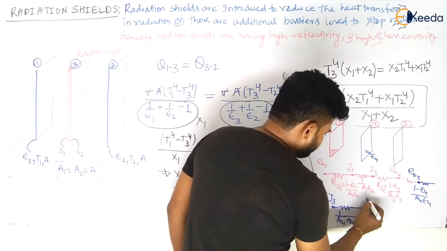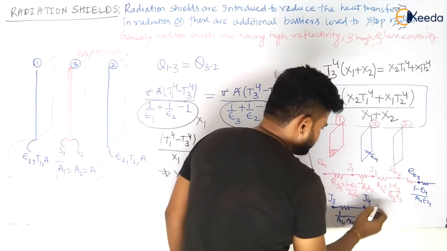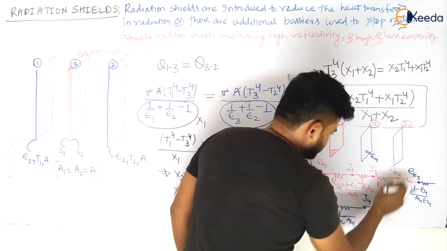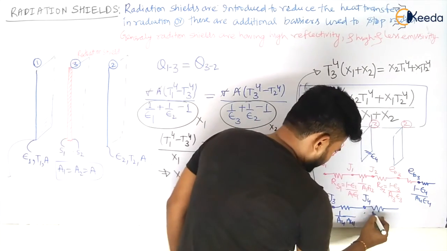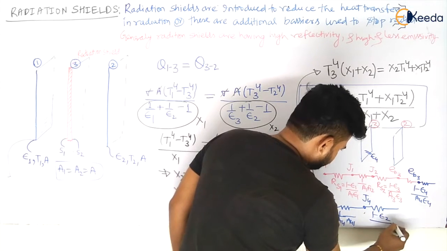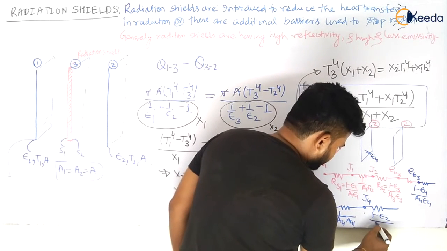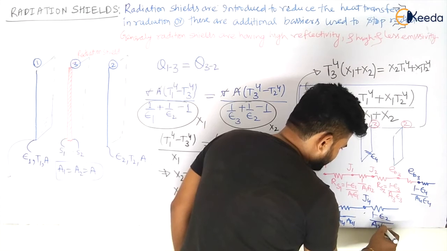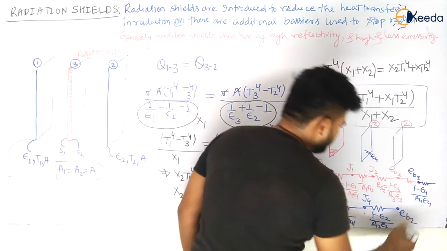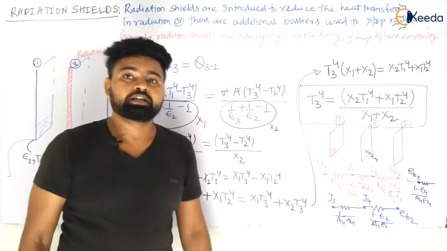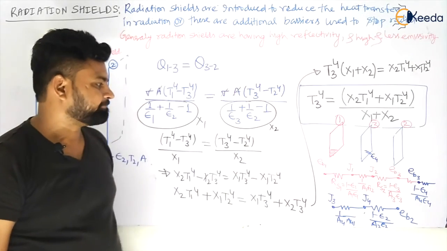Now again up to J4 there will be some space resistance. Then there will be some resistance from this plate 2, that is 1 minus E2 by A2 E2, my dear students, and then there will be EB2. So let us analyze this.